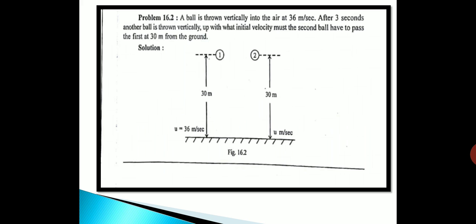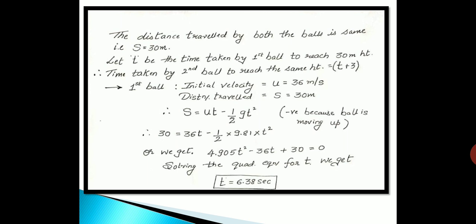So if the second ball has to pass the first ball at a height of 30 meters, with what velocity must the second ball be thrown? This is what we have to determine. That is, u for the second ball we have to determine. So let's start with the example.